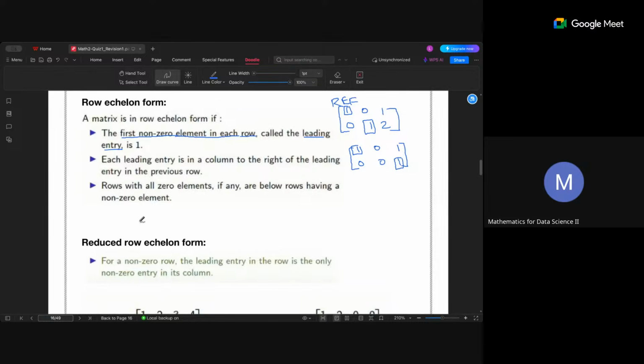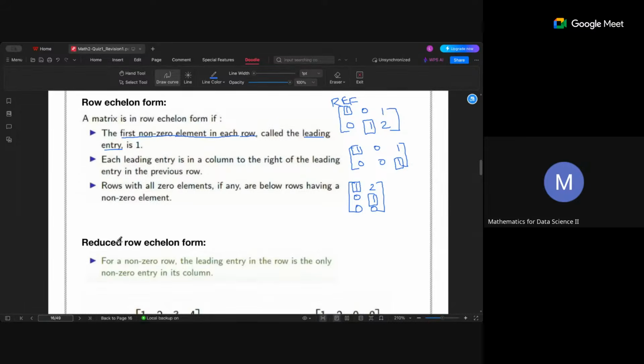Okay. Fine. Rows with all zero elements, if any, are below rows having a non-zero element. So for example, suppose you have 1, 2, 0, 1, 0, 0. So all zero rows should be at the bottom. Okay. So this is the third condition. If all the three conditions are satisfied, then we say it is in row echelon form.